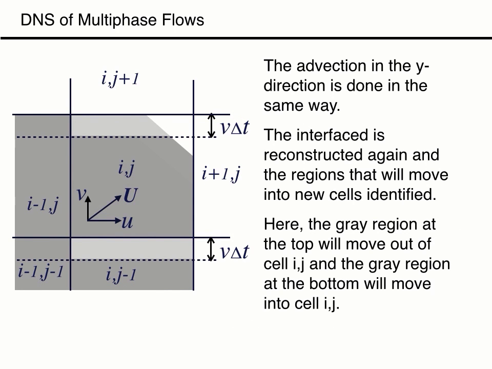The advection in the y direction is done in the same way. The interface is reconstructed from the fraction of the marker in the interface cell and the normal vector computed using the amount of marker in the neighboring cells, and the regions that will move into new cells are identified. Here, the gray region at the top will move out of cell i, j, and the gray region at the bottom will move into cell i, j.